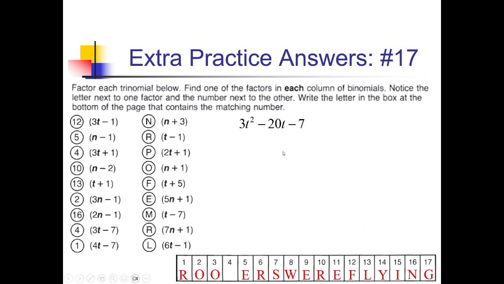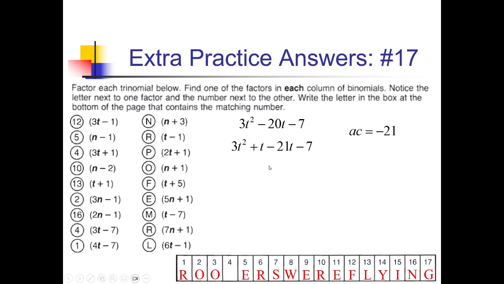Okay, here it is. Final problem, number 17. We're going to fill in spot R. So I think we know that one of these is going to be a 3t plus 1, and we're just wondering what the letter is going to be. So, AC value, 3 times negative 7, that's going to be negative 21. Factors of negative 21 that add up to negative 20. 1 and 21 actually will do it if I have a negative 21 and a positive 1.